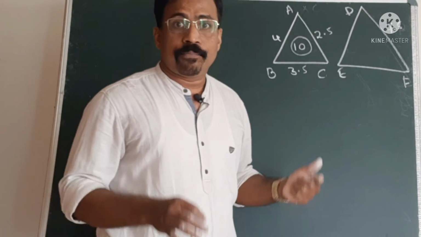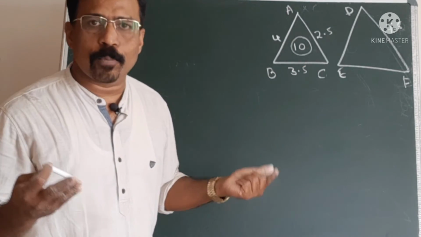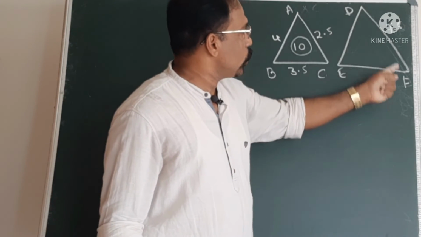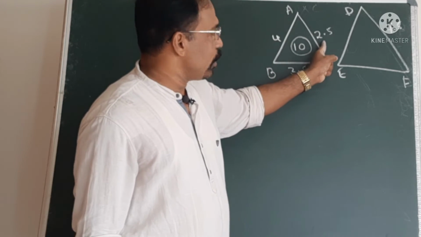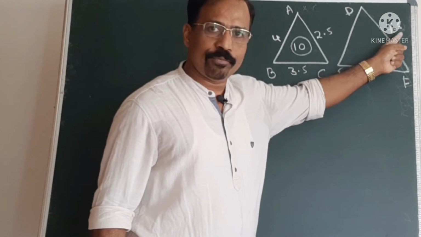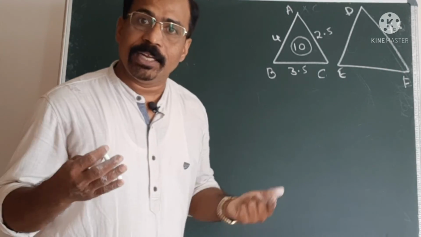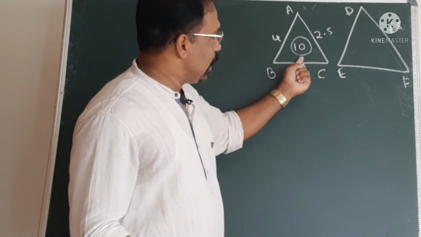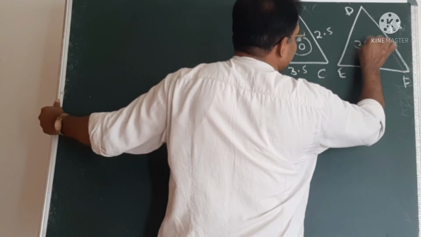Now, if these two triangles are similar, then their corresponding sides are in proportion. Now, look at here. AC is proportional to DF. It is 2.5 and 7.5. So, 2.5 into 3 is 7.5. So, it is 3 times. So, the perimeter will also be 3 times. So, the perimeter will be 3 into 10. So, the perimeter will be 30.